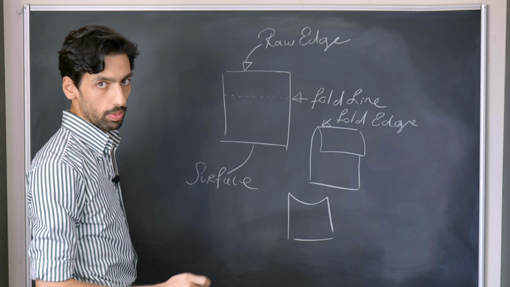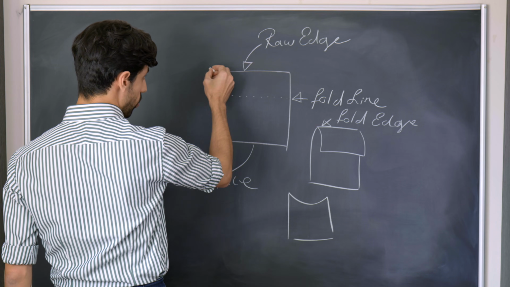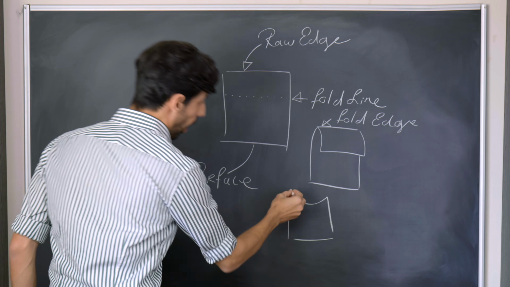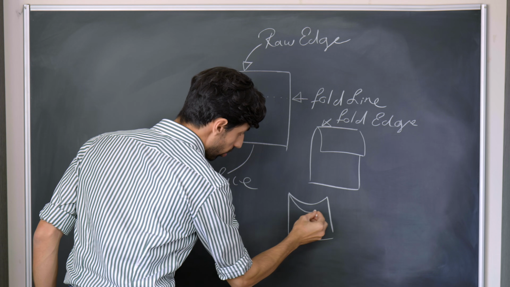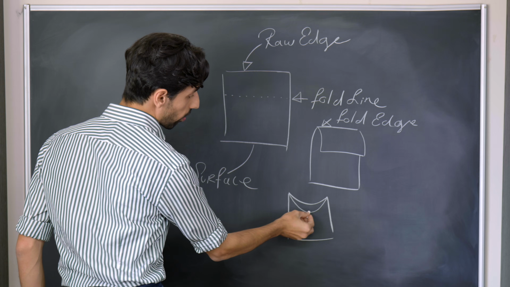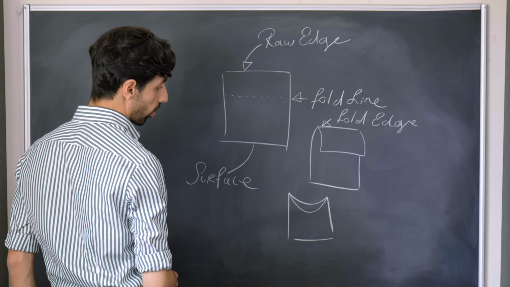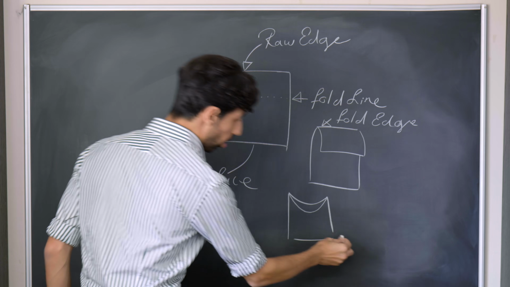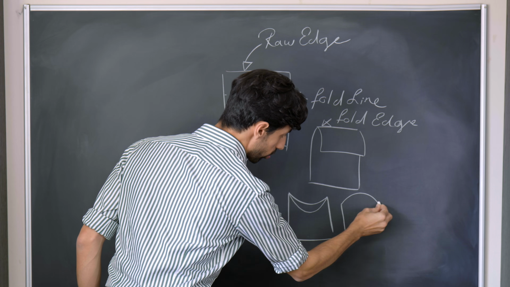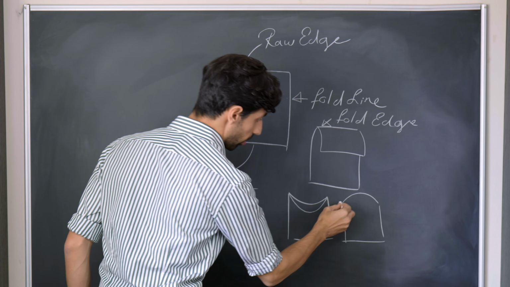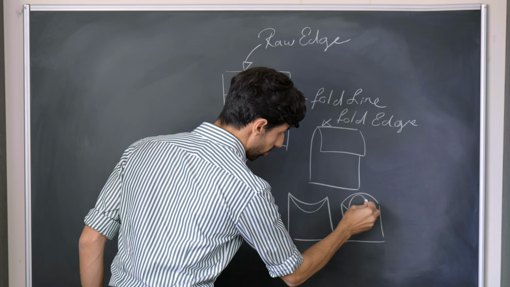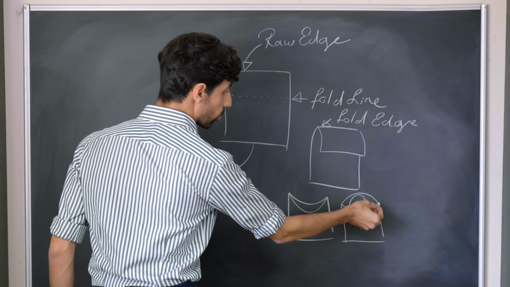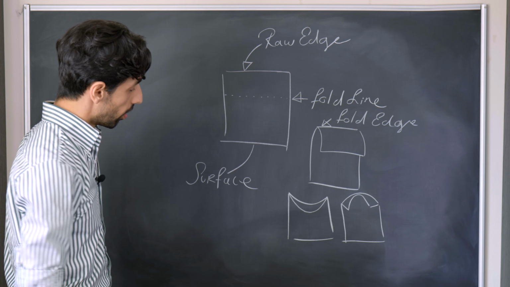However, there is a problem. If our raw edge was straight whenever we applied that technique, our raw edge, when folded, will not be parallel to the fold edge. On a concave fold, it would look like this. On a convex fold, which is a positive curve, it would look like this. You can see that the raw edges are not parallel to the fold edges.